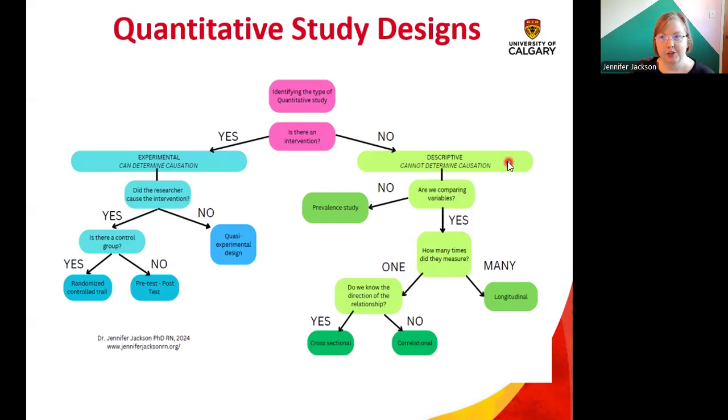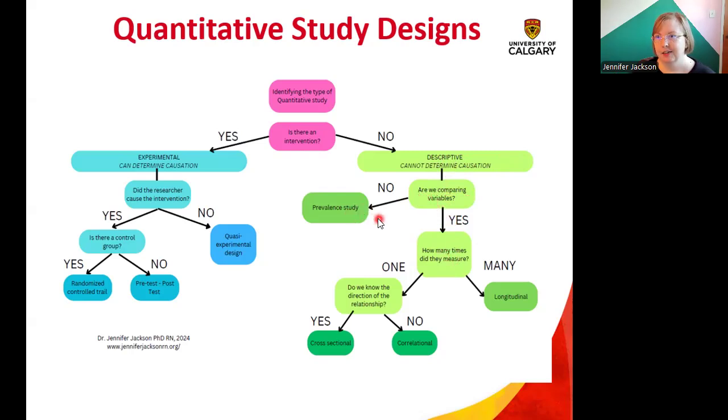That doesn't mean that a descriptive study is not valuable. It just means it cannot determine cause and effect. It can measure things and tell us about a general understanding. So we can look and say, are we comparing variables? So are we looking at the relationship between resilience and quality of life? If so, we're going to continue down this path. If not, we're looking at a prevalence study.